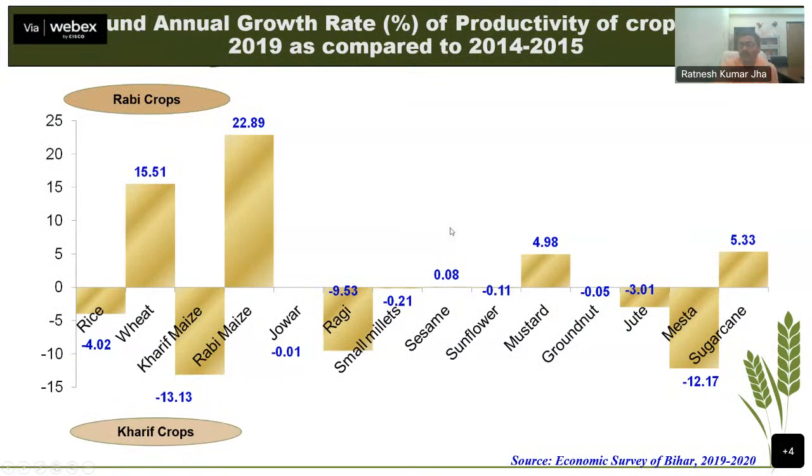Now this is the data from the economic survey of Bihar, and you see that the productivity of most of the kharif crops, particularly rice and kharif maize, and again ragi, mesta and jute, the compound annual growth rate of these crops is reducing, while the productivity of wheat and rabi maize is increasing. That increase may be due to technical interventions, but one major cause is that when rice is harvested early, the wheat sowing is early, and so it escapes the terminal heat. So one of the reasons for the decrease in productivity is the early harvesting of rice crops. But again, this is not good for the farmers.